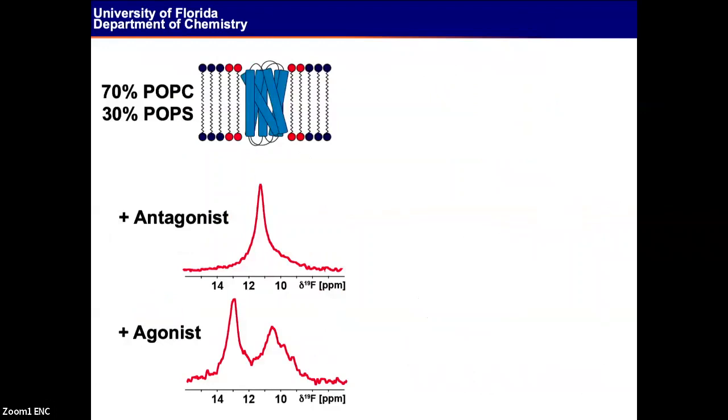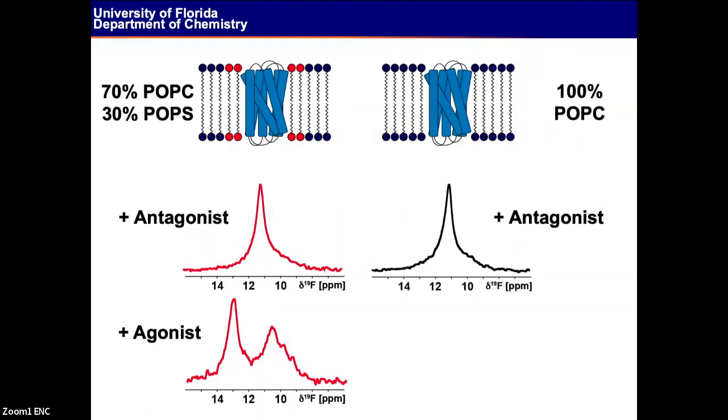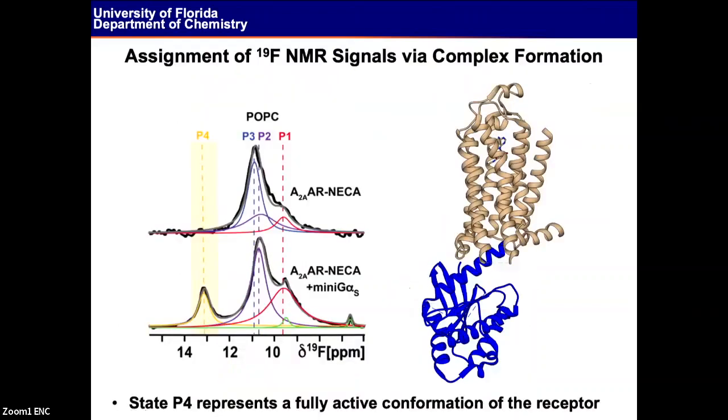So now it gets a little bit more interesting when we start to compare different lipid environments, again, using a simple 1D fluorine NMR method. So what happens when we look at samples prepared in just 100% POPC? This is a spectrum of the receptor in complex, again, with the same inactivating drug, essentially the same. But now when we look at a complex with an agonist or activating drug, we're completely missing this state P4 here, which is completely absent now when we look at nanodisc composed of just zwitterionic lipids.